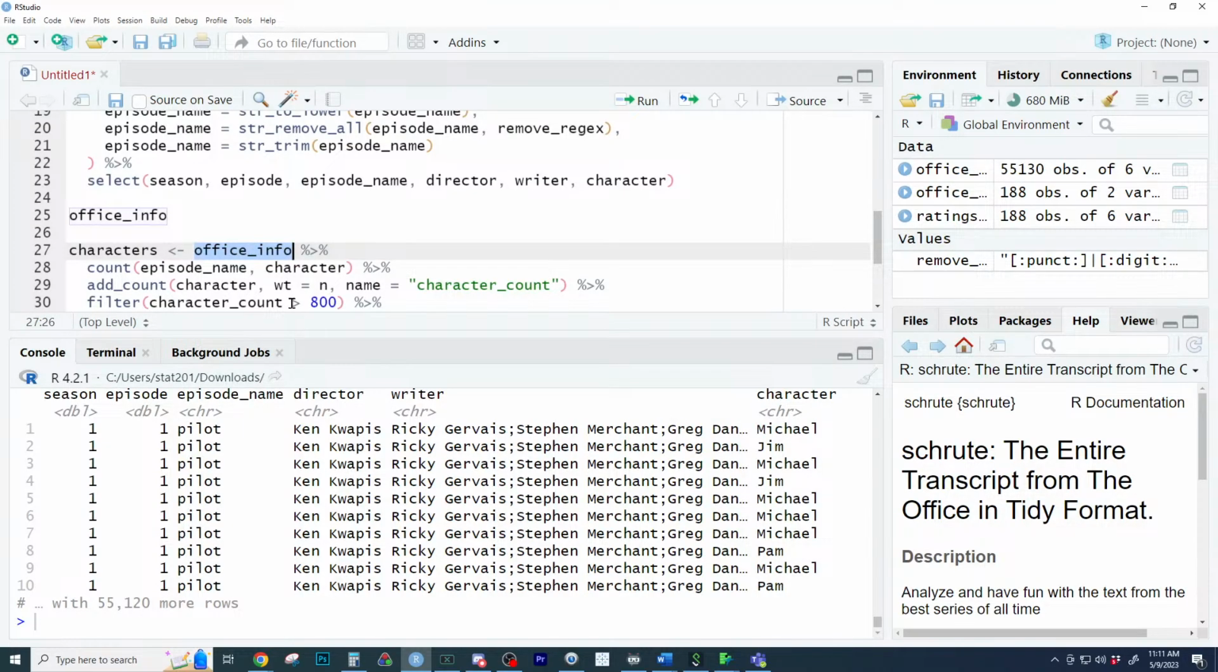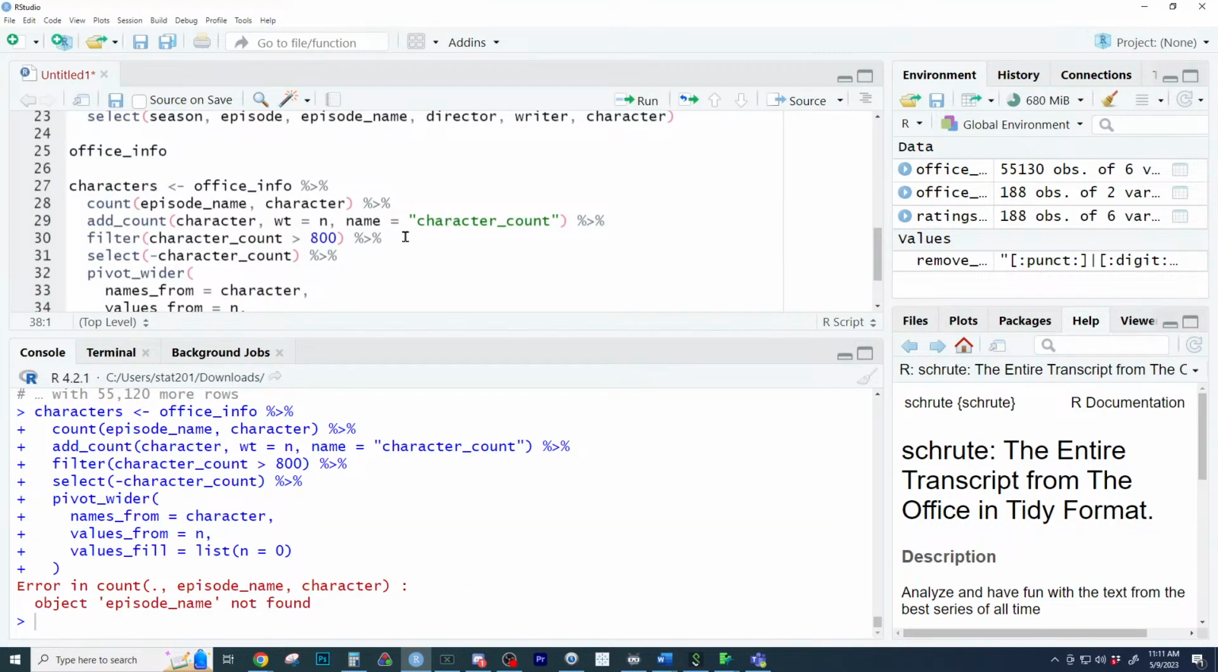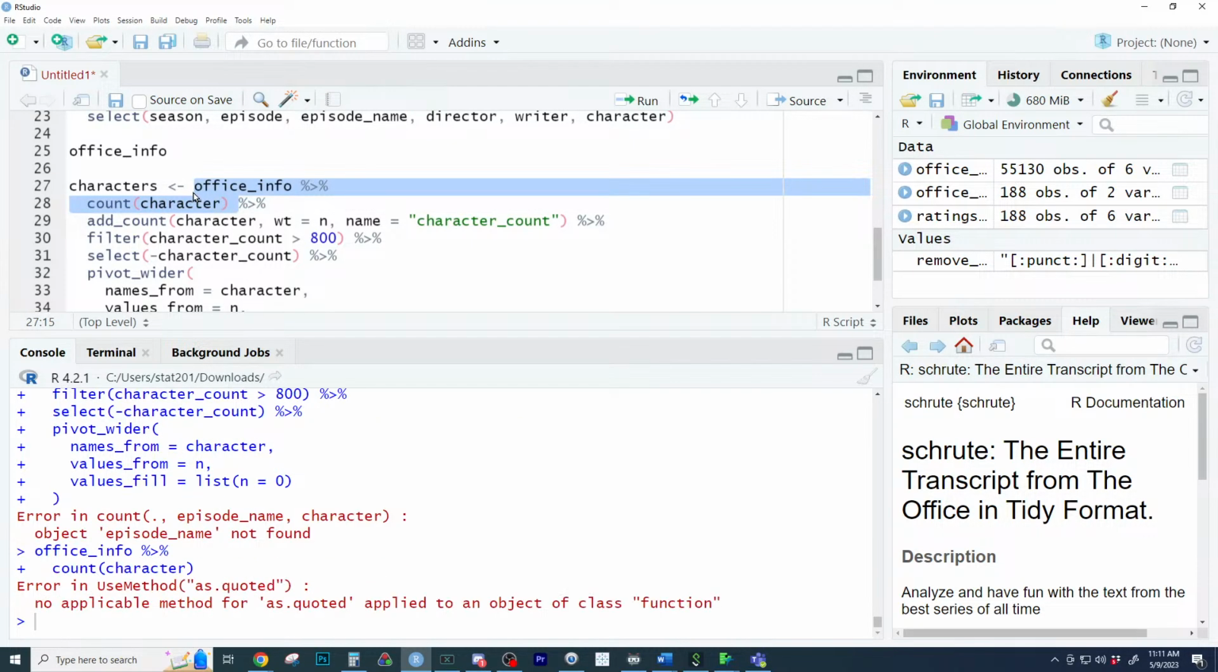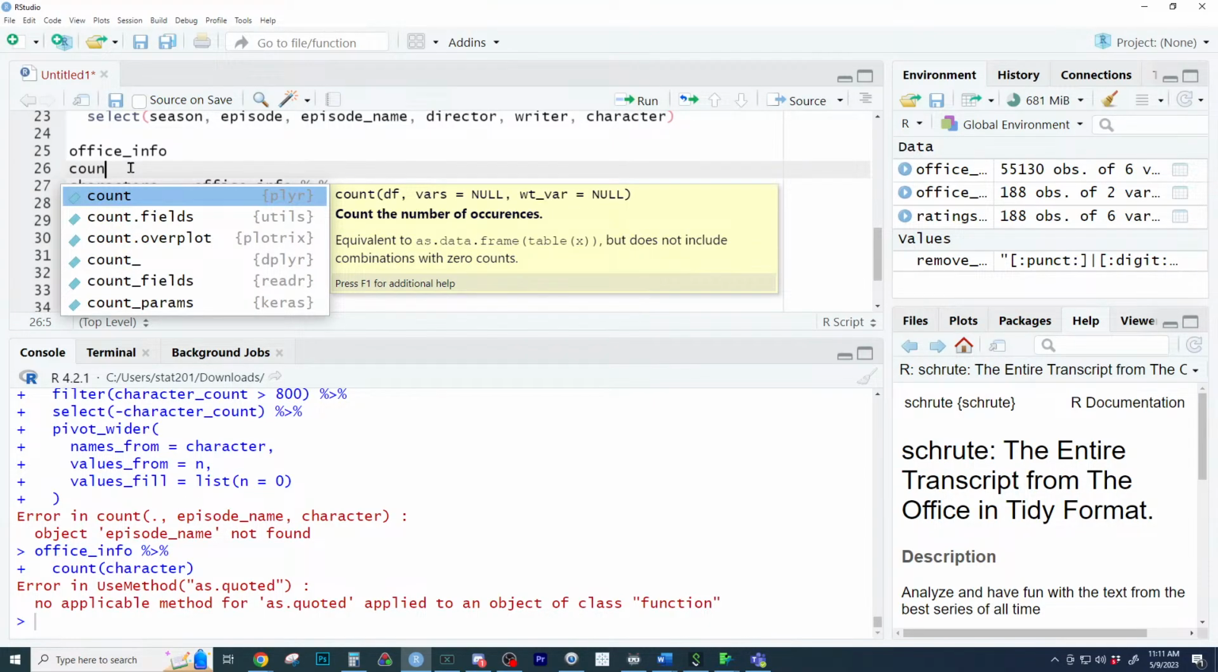That has episode name. That should work. That's episode name right there. Episode name not found. Let's just run it with character. I think I know what it is. I have an idea. I think I know the issue.